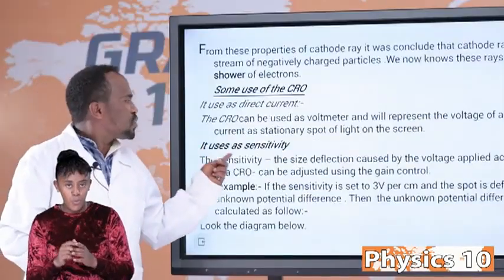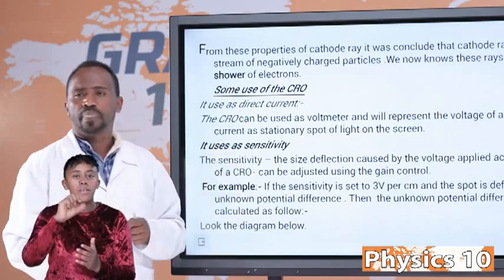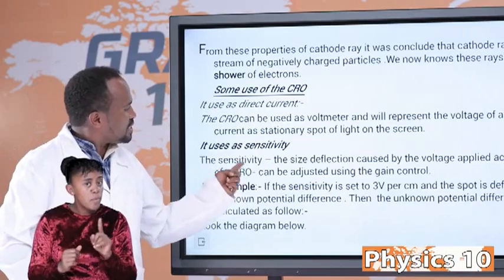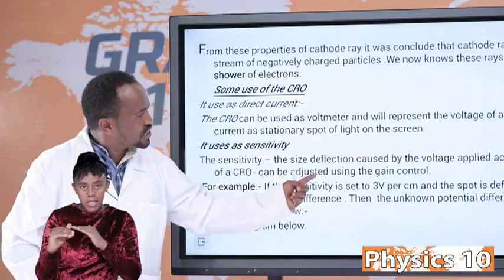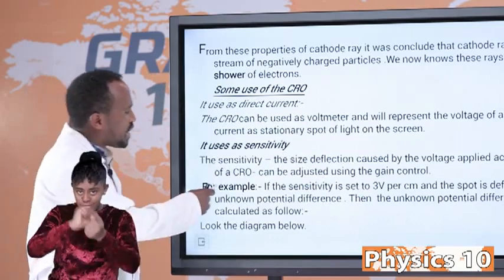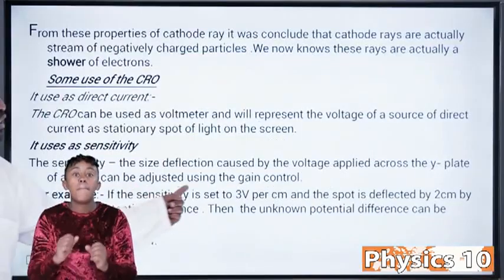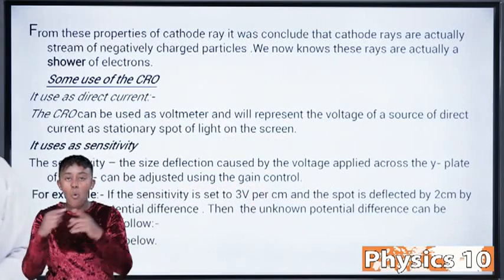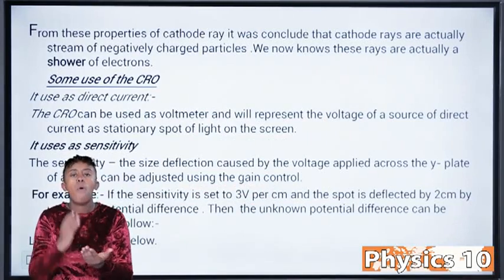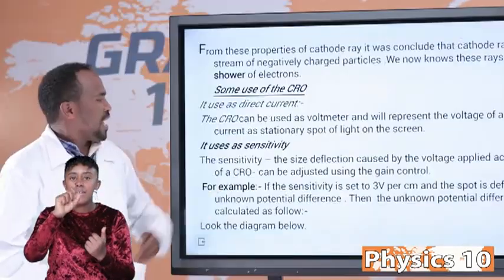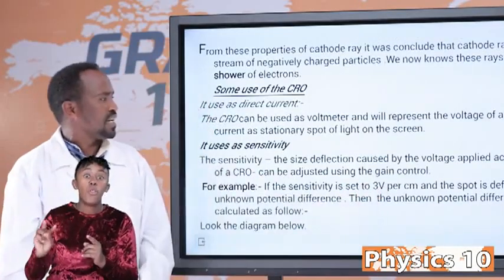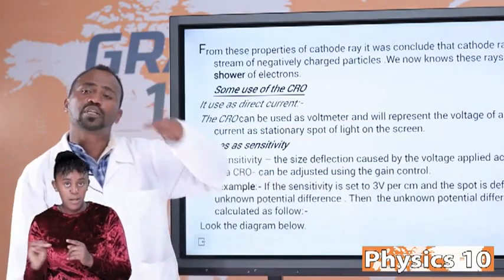It is also used for sensitivity. This is another function of the cathode ray oscilloscope. The sensitivity is the size of the deflection caused by the voltage applied across the Y plates of the cathode ray oscilloscope, and it can be adjusted using the gain control. So, for example, let us see how the sensitivity is used. If the sensitivity is set to 3 volts per centimeter and the spot is deflected by 2 centimeters.